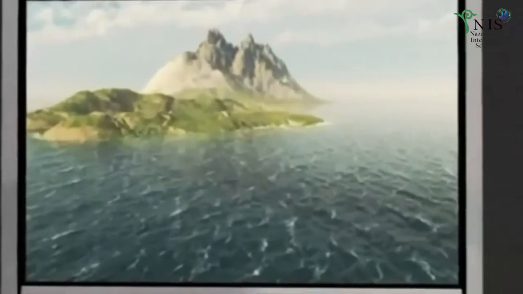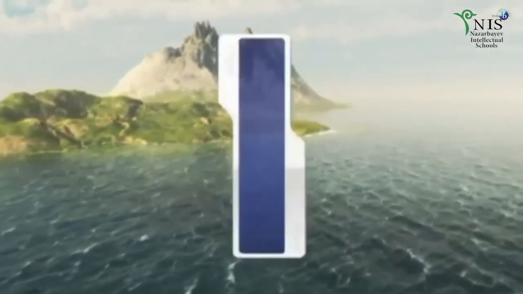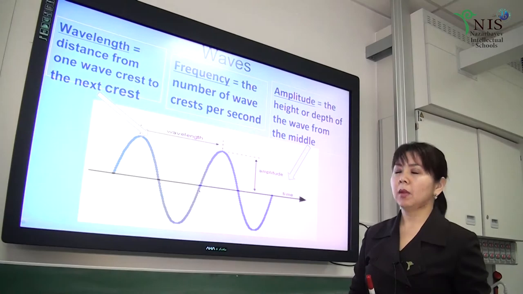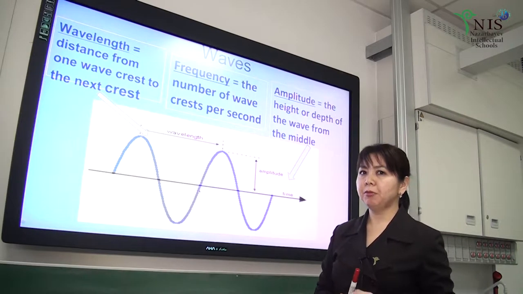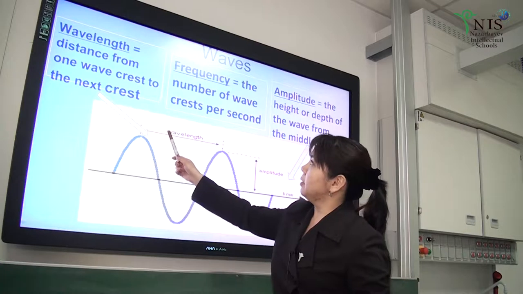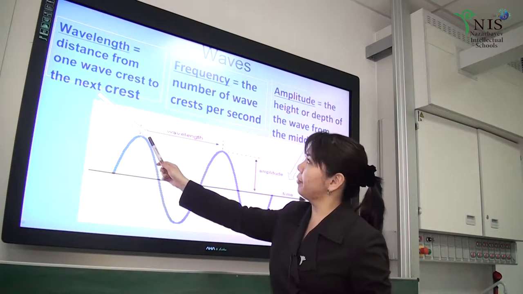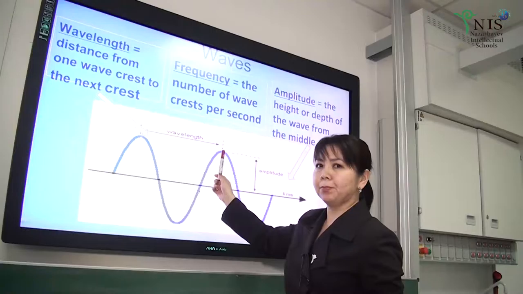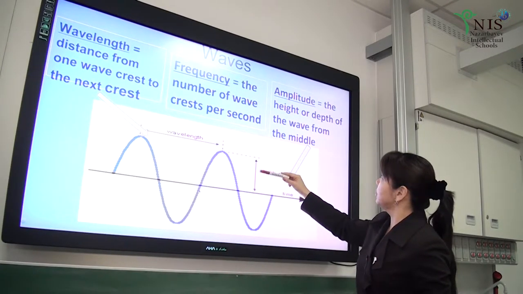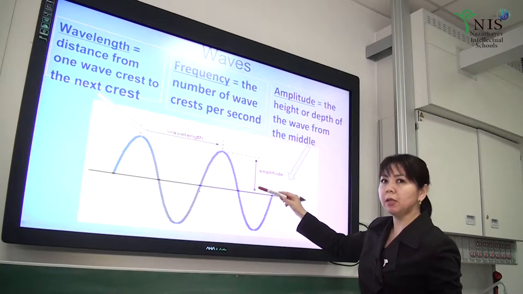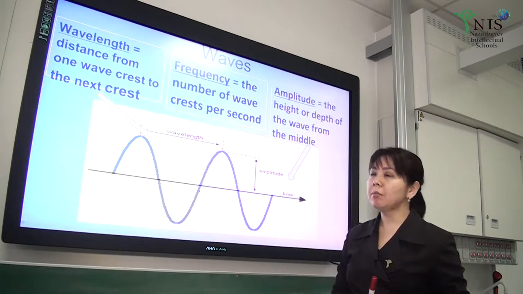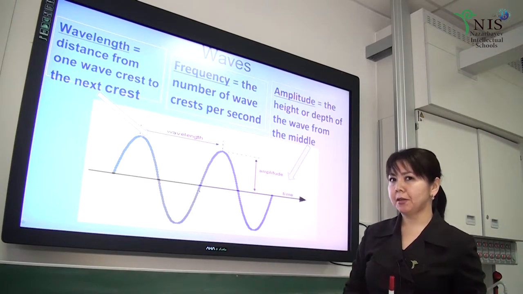Electromagnetic waves, or EM waves, are similar to ocean waves in that both are energy waves. They transmit energy. Let's revise our concepts from the previous unit. What is a wavelength? The distance from one wave crest to the next crest. Amplitude. This is the maximum height or depth of the wave from the middle. Frequency. Frequency is the number of wave crests per second.